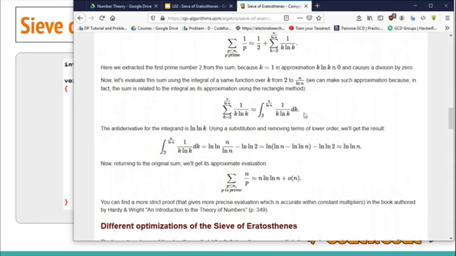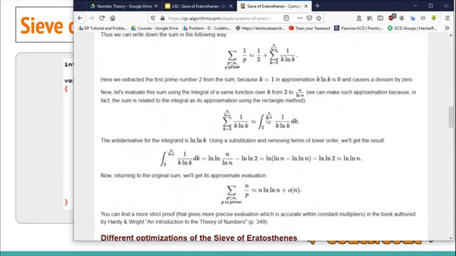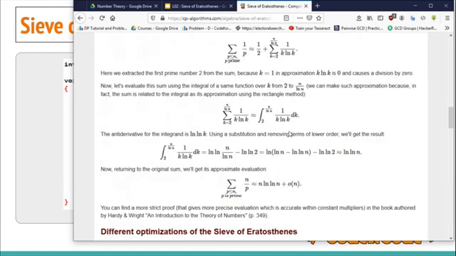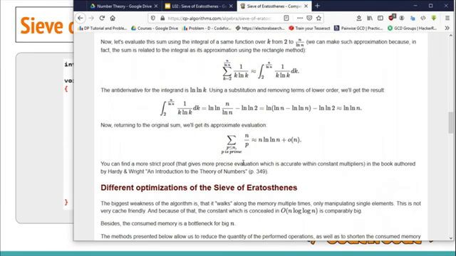If you have studied, of course you would have studied summation and integration, so it requires a little bit of knowledge of integration and summation, and then you would be able to finally come up with the formula or upper bound of the running time of this algorithm, which would be n log n.